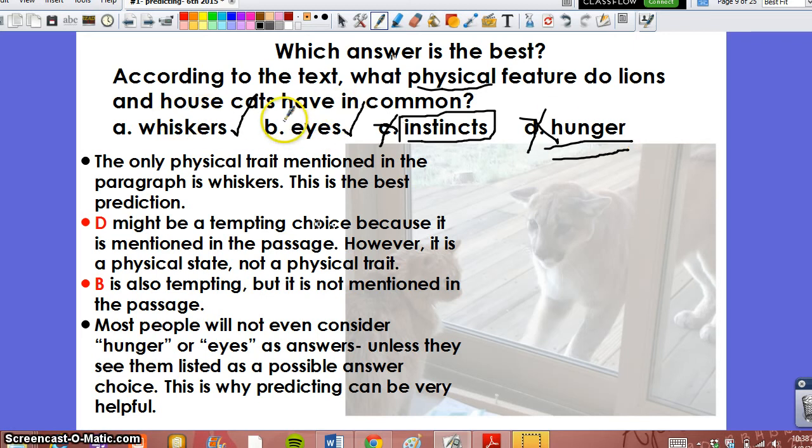Now, what would make me choose the distractor answer of eyes over the correct answer of whiskers? Well, this is a trap that many students fall into. It's the prior knowledge trap. If I think about my prior knowledge, lions and cats do have very similar eyes. So in real life, this actually could be a correct answer. However, there is no text evidence. Nowhere in the passage do they talk about eyes, which is where the test makers are hoping to trap you. They're hoping that somebody who's trying to very quickly go through the test is going to choose an answer without really making sure there's text evidence to back it up.